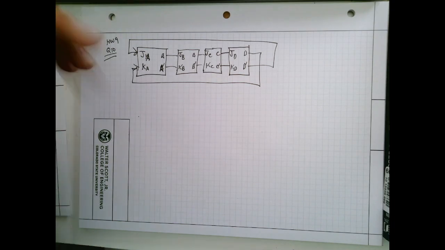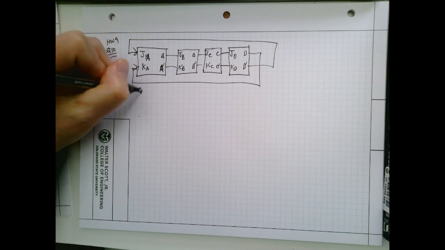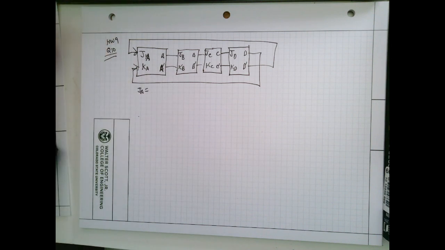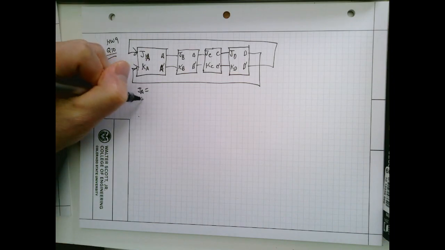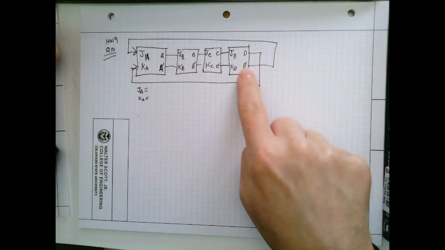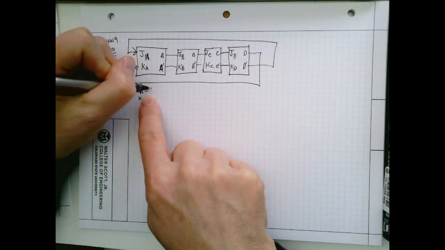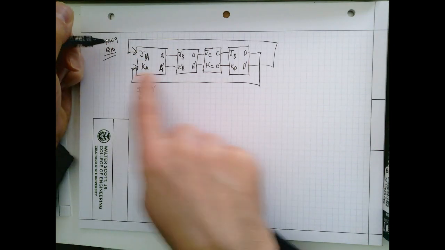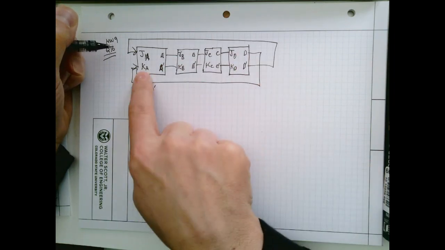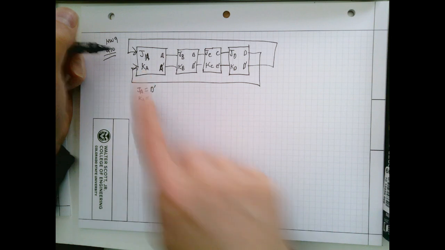Yeah. That's good. Let's do that. So J sub A equals K sub A equals, what does J sub A equal? Wire from D prime to J sub A, so J sub A equals D prime. All right? I got a wire from D to K sub A, so K sub A equals D.